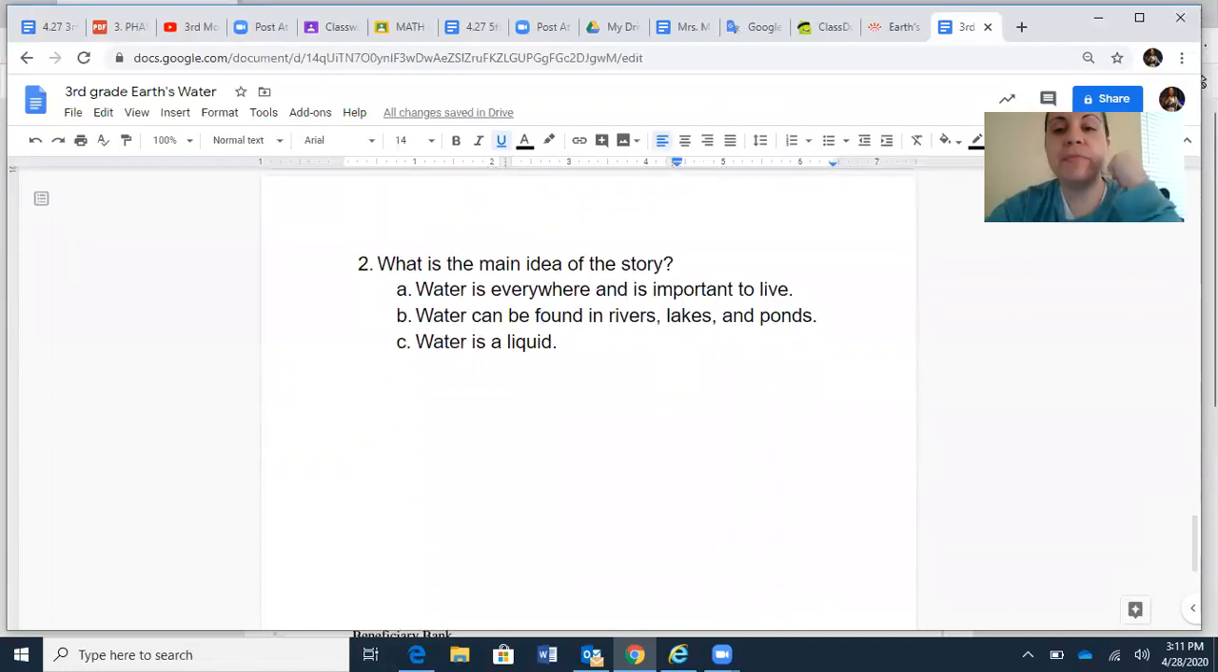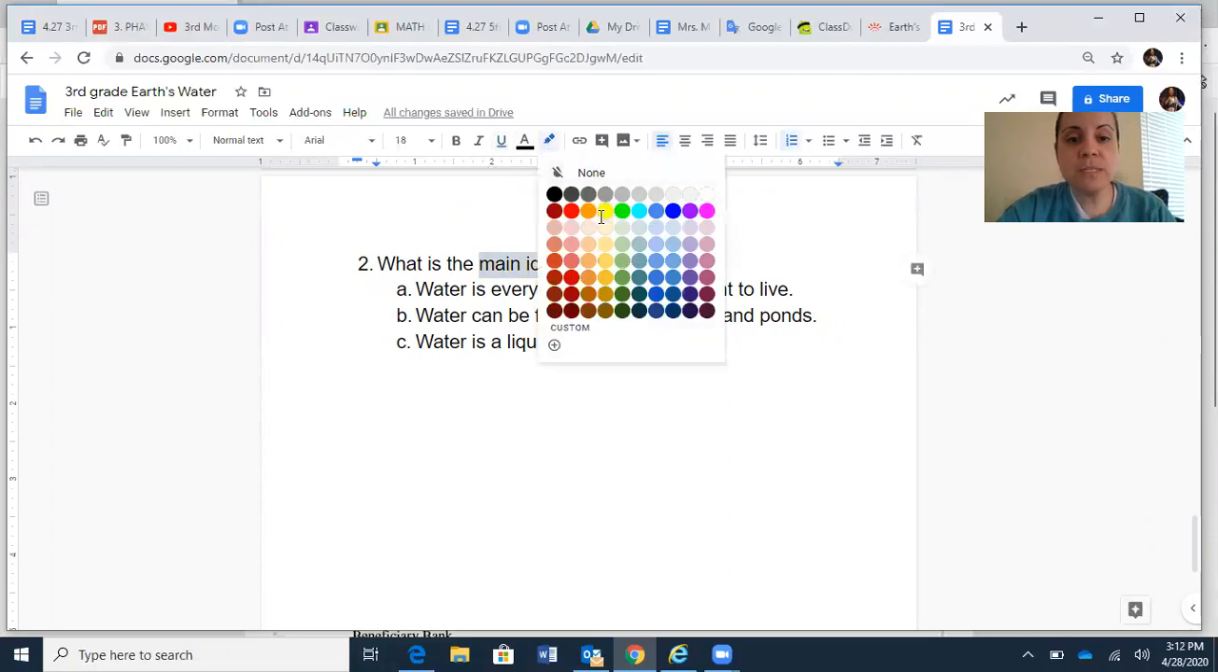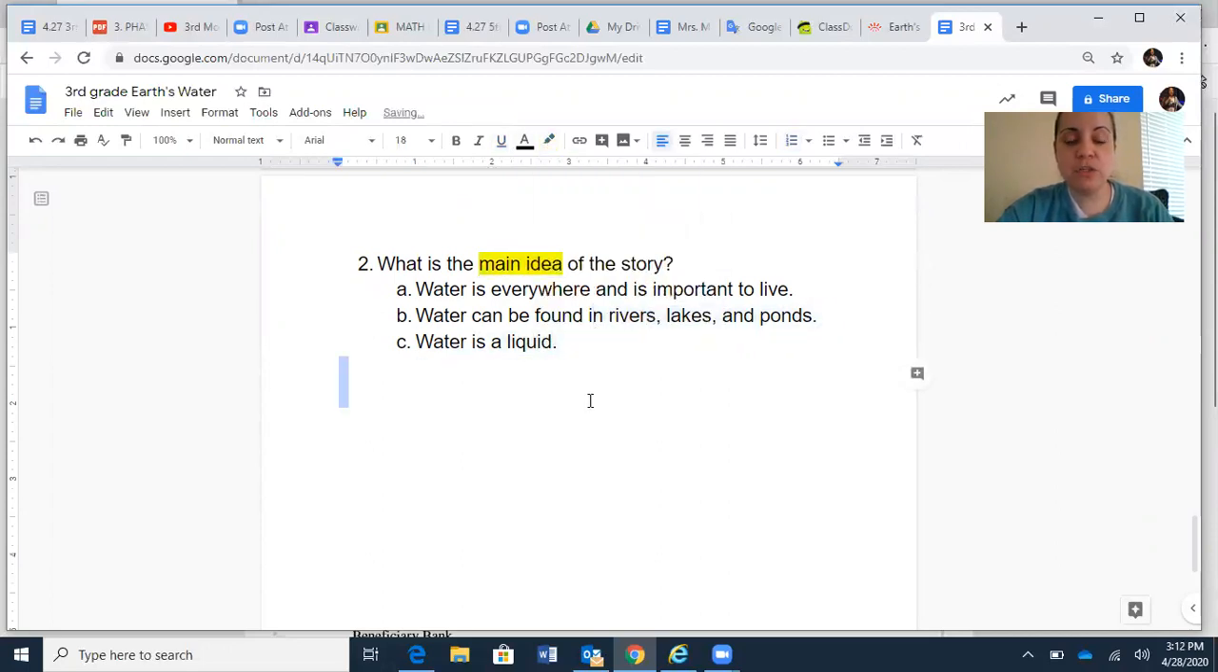Question number 2, and this is your last question. What is the main idea of the story? Remember, the main idea, I'm going to highlight this part. The main idea is the most important part of the story. The whole story, not just one part of the story, but the whole story.